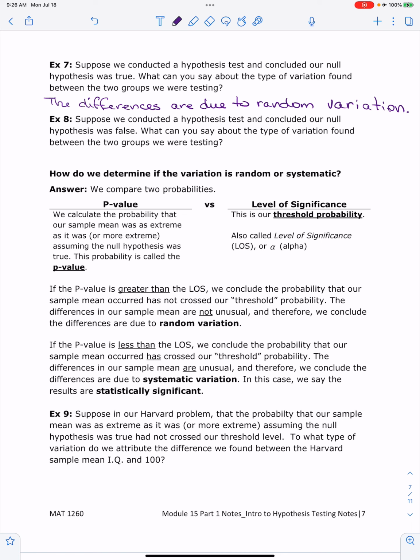Example 8, suppose we conducted a hypothesis test and concluded our null hypothesis was false. We are going to say then we believe that the differences are due to systematic variation. Which means there is something different about this sample, different from the population as a whole.